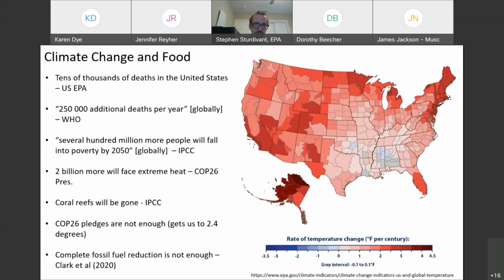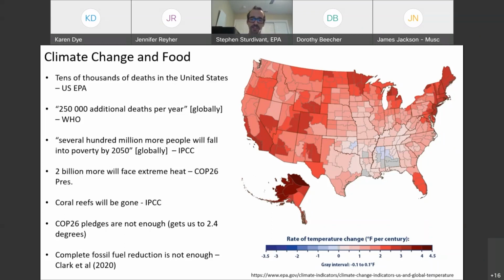Hundreds of thousands of deaths globally. Several hundred million will fall into poverty, and a couple billion will face extreme heat if we reach 2 degrees, and all of our coral reefs will be gone. That's a huge disruption to ocean life.